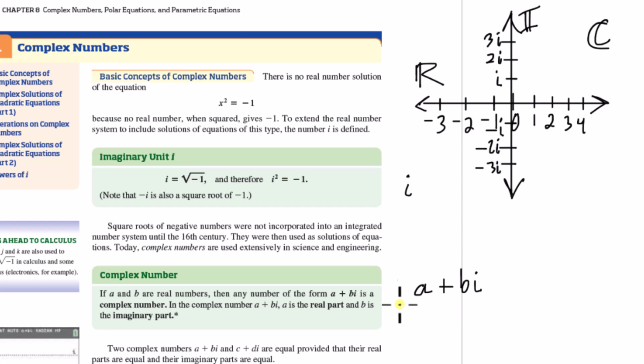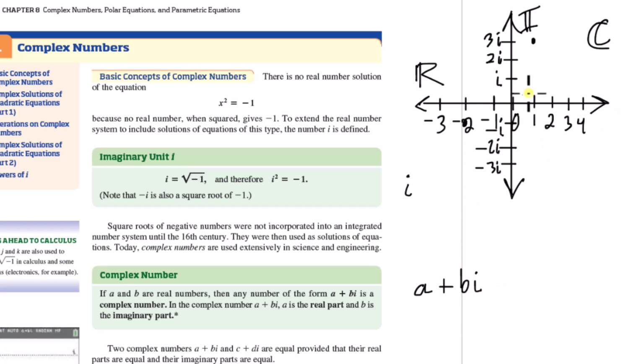Why? Because think about a complex number. If I want to get to 1 plus 3i, well, let's see, 1 plus 3i is going to be over here. -2 minus i is going to be right here. I just located those two complex numbers. And so any of the infinite possible combinations that you can make here are represented in the complex plane.